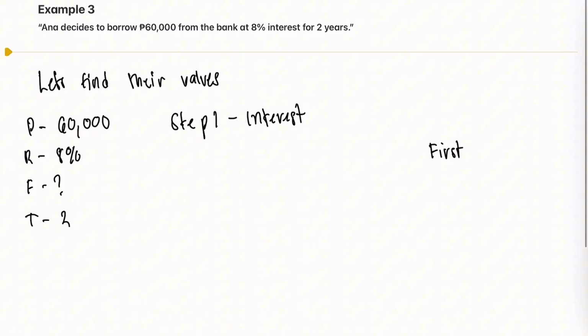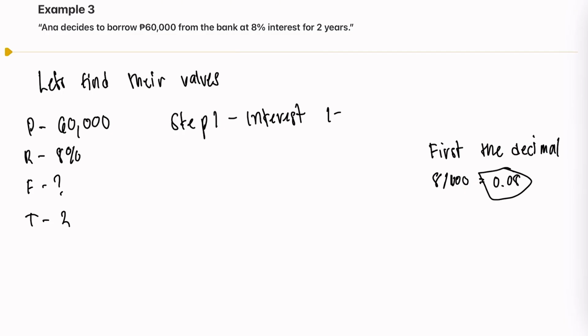First, let's make our percent to decimal, which is, let's make our 8% to decimal. So 8 divided by 100 is equal to 0.08. Our formula here is I equals P times R times T. So we're done with the formula, then let's substitute the values to the formula.